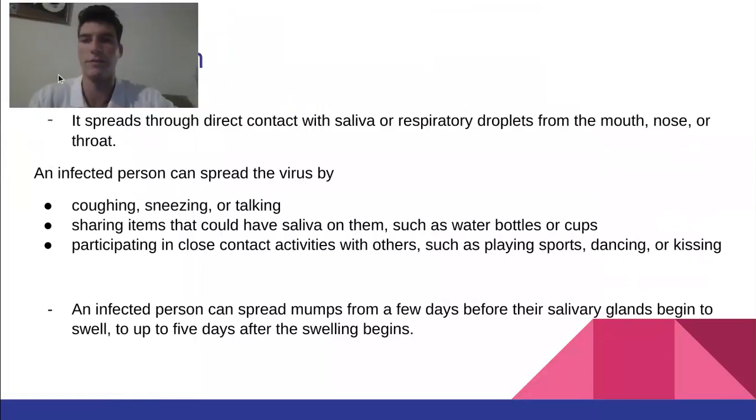All right, transmission. It spreads through direct contact with saliva or respiratory droplets from the mouth, nose, or throat. An infected person could spread the disease in the following ways: by coughing, sneezing, or talking, sharing items that could have saliva on them, such as water bottles or cups, and participating in close contact activities with others, like playing sports, dancing, or kissing. An infected person could spread mumps for a few days before the salivary glands begin to swell, and up to 5 days after the swelling begins.